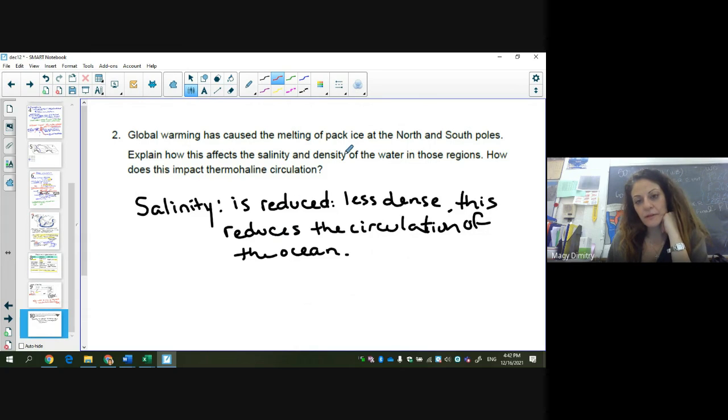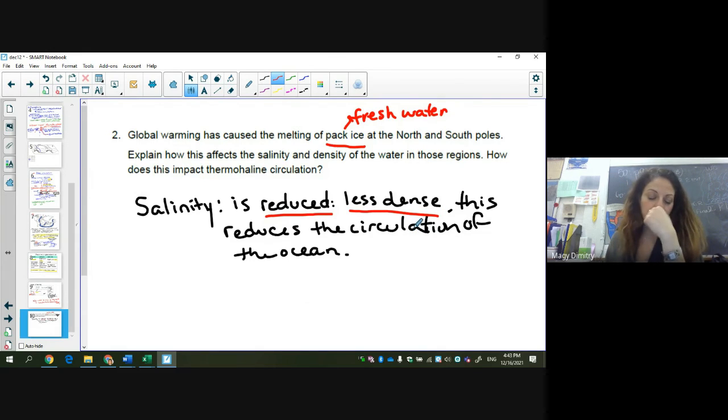So remember, pack ice is fresh water, like no salt. So if I add fresh water to salt water, it will lower the density. So salinity is reduced, it will be less dense, and then that doesn't sink. Okay?